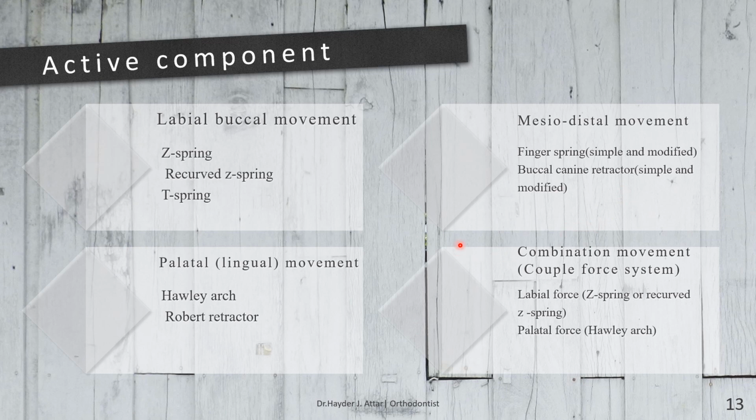Other active components produce a combination of movements, or derotation of rotated teeth less than 90 degrees, which include the labial force by the Z spring or recurve Z spring, and the palatal force, which is the Hawley arch, that produce forces in opposite directions and of the same amount that produce the rotation of the rotated tooth.